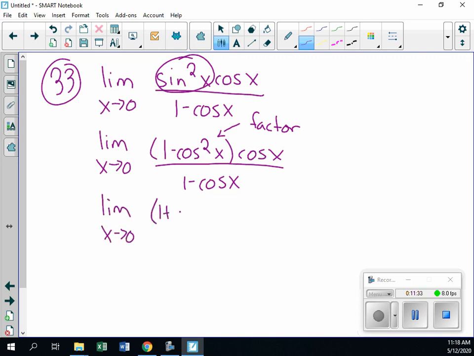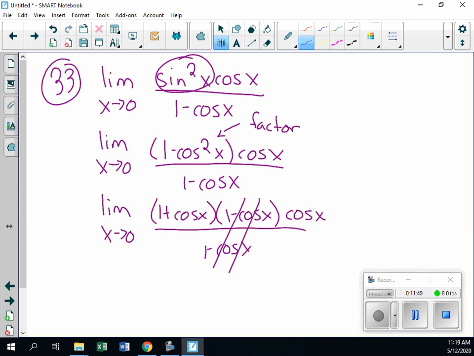One plus cos x, 1 minus cos x, over 1 minus cos x. Actually, is that the same one as 31? I just did the same one. Sorry. It must have been plus, maybe.